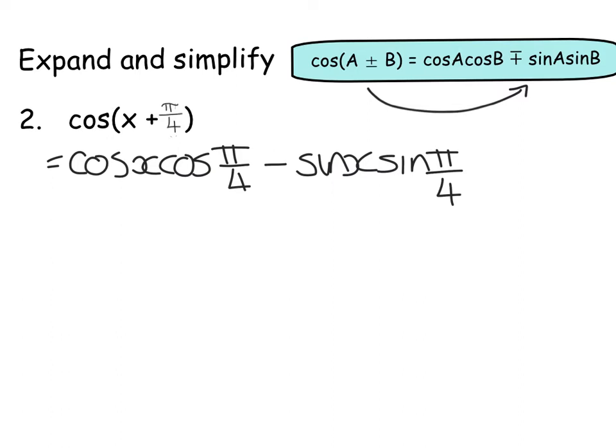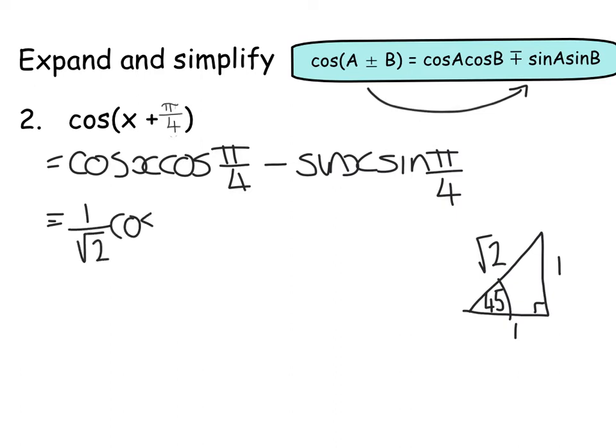Now, pi over 4 is really just 45 degrees, so that comes from your isosceles triangle of sides 1, 1, which makes the third side root 2, and your angle 45 in there. So sine and cos of 45 are the same, they're 1 over root 2. So the cos of pi over 4 becomes 1 over root 2 cos x minus, again, 1 over root 2 sine x. And that's that one done.